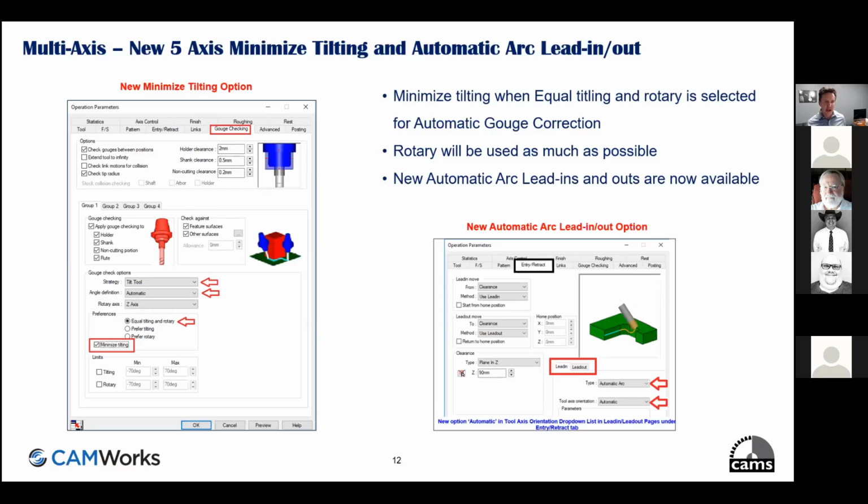And you can see equal tilting and rotating, prefer tilting or prefer rotating. So another, I think, powerful move at giving you more control and easier control over the multi-axis toolpath. Anything you want to add to that, Brian? I think that's great. It'll just make the auto lead-ins, lead-outs a lot easier, more simple for users. Yeah, for me as well.